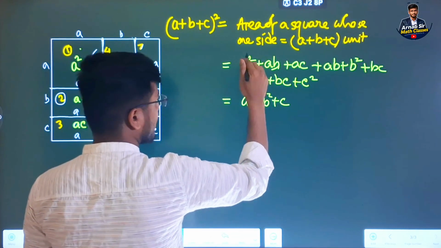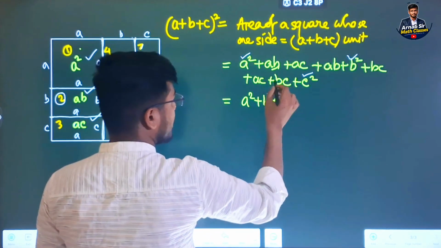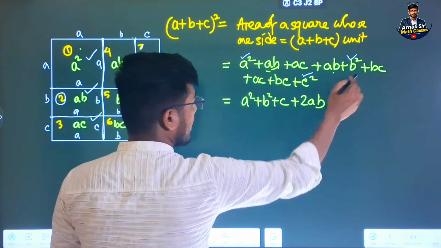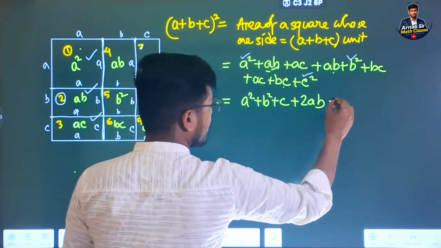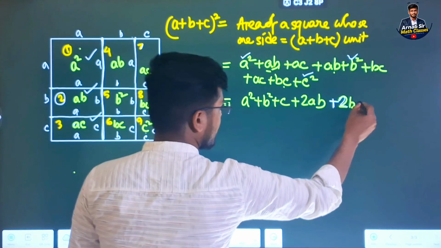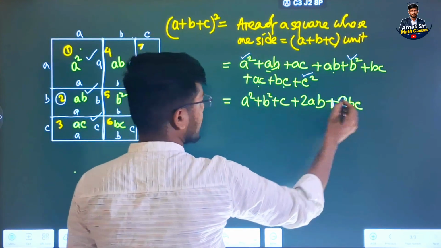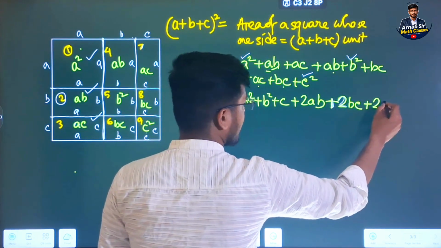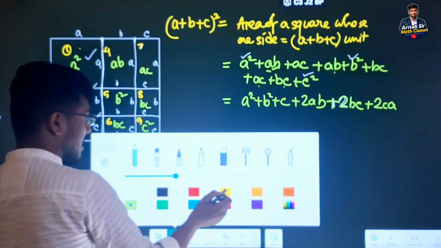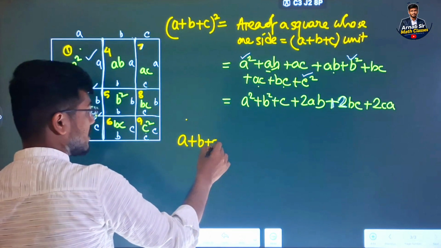That means we take at first this one, number 2, number 3. So how many abs are there? ab and ab, 2 abs are there, 2ab. Then bc and bc, 2 bcs are there, 2bc. Then again it is ac and it is also ac, so plus 2ca. So what is the formula we have to write in the last line? It is the formula of a plus b plus c whole square.